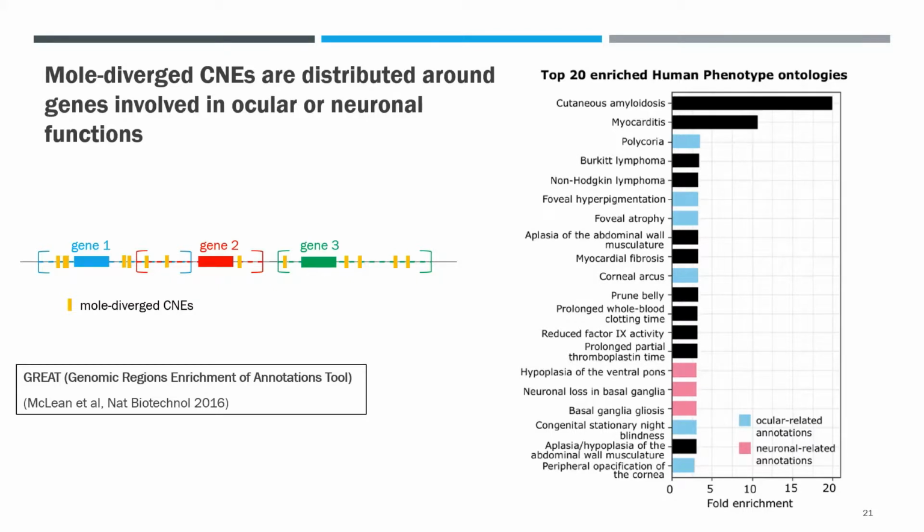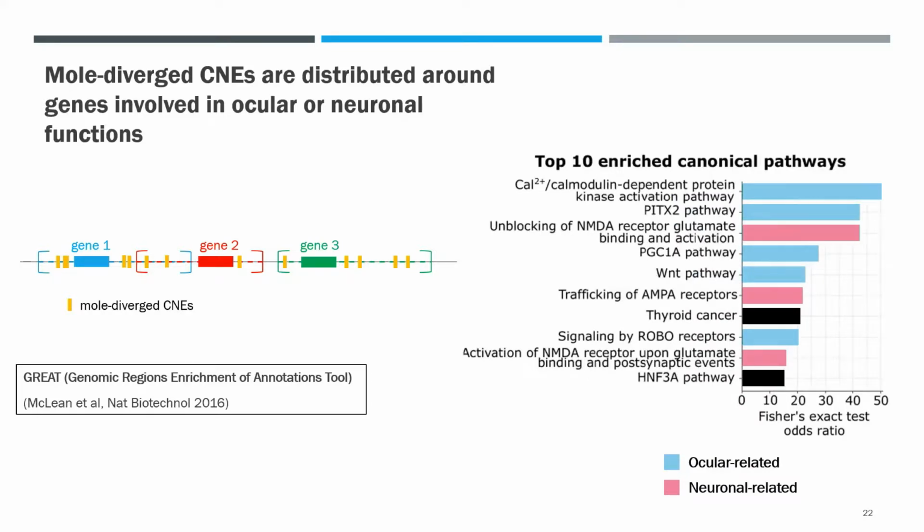We also performed this analysis on the canonical pathways and identified that there are 25 total pathways that are enriched with mole-diverged CNEs. And the top 10 that's illustrated over here are also highly related to ocular and neuronal relevant processes. And consistent with what we observed before, together, this suggests that the eye degeneration that occurs due to subterranean adaptation may also be accompanied by some rewiring in neuronal processes.